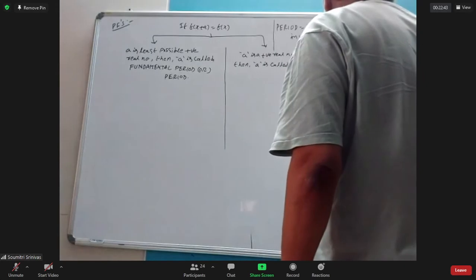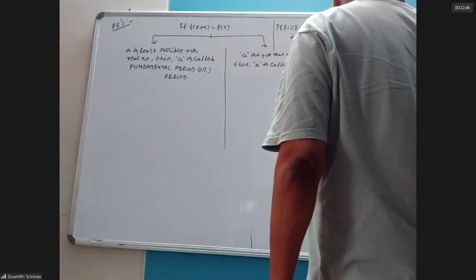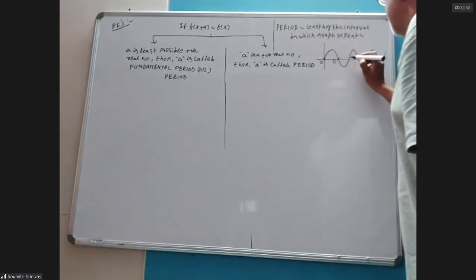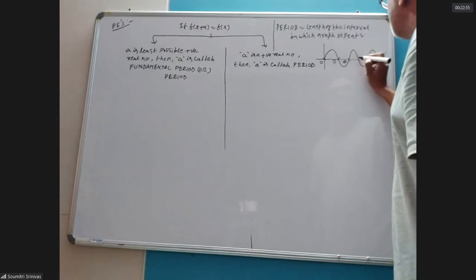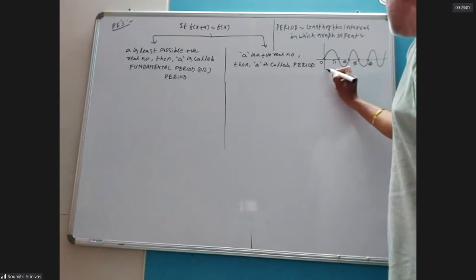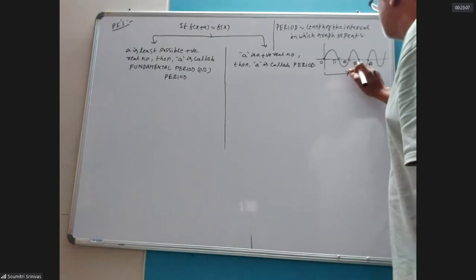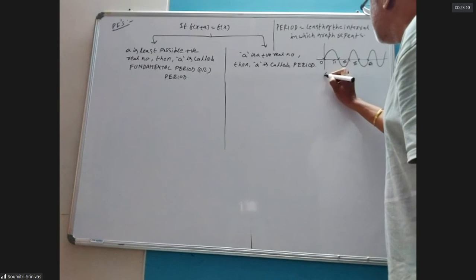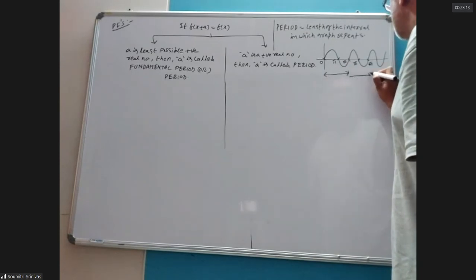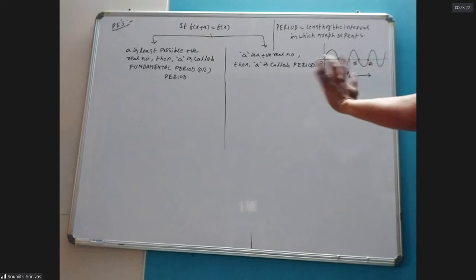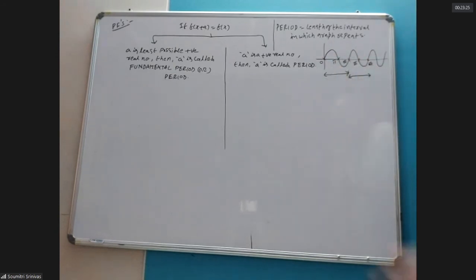Hello? Whoa, bachalo. Dekh rahe ho? Sine x ka graph. Kaunsa length mein repeat ho raha? 0 to 2 pi. Whatever is the graph from 0 to 2 pi is the same graph you have throughout. Whatever is the nature of curve in 0 to 2 pi, do we have same nature throughout? Answer is yes.